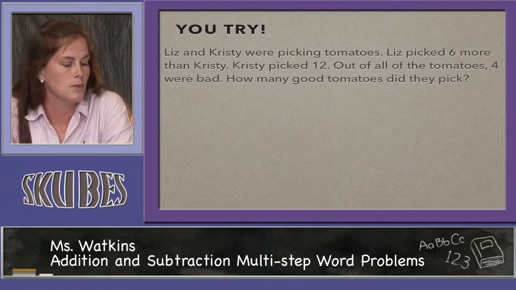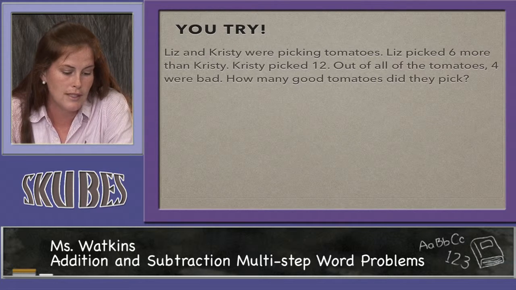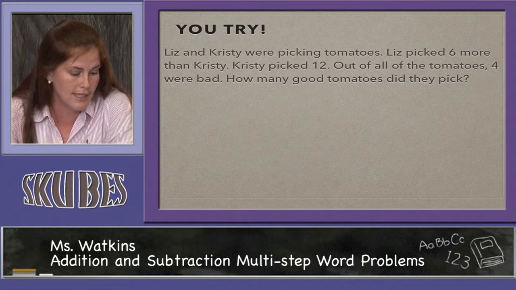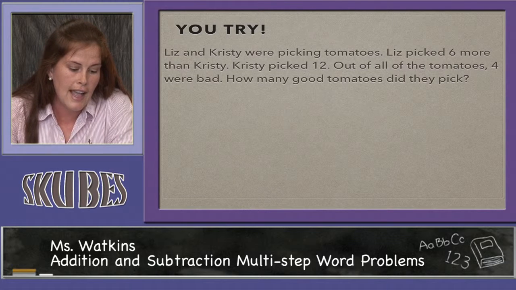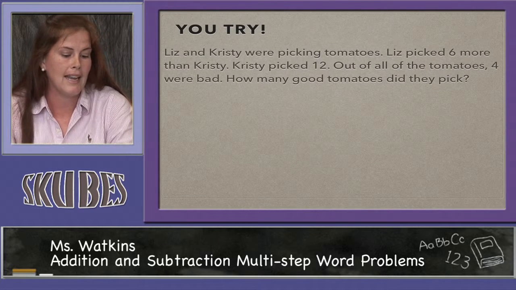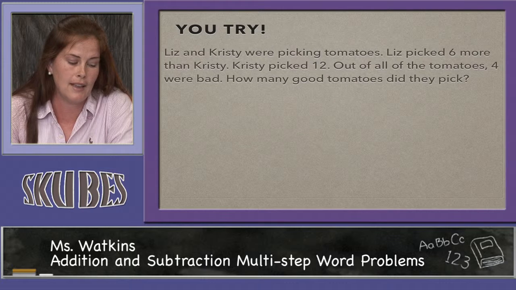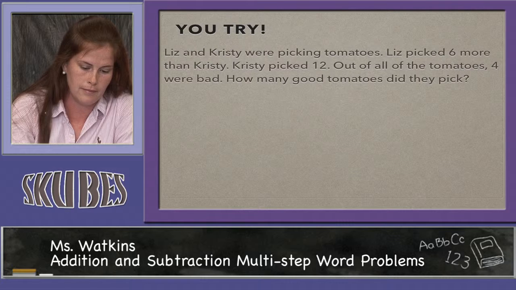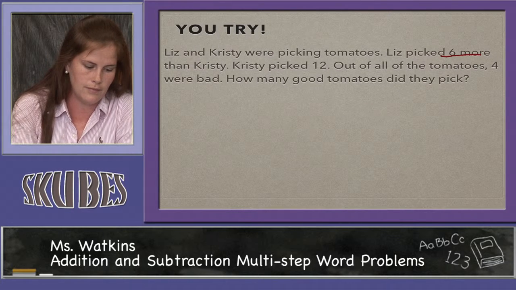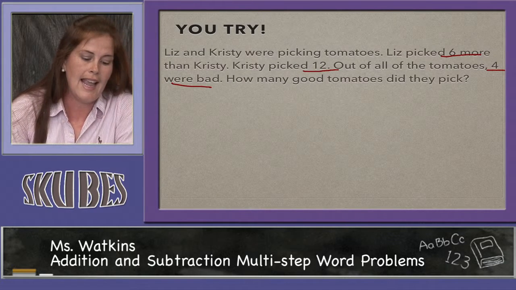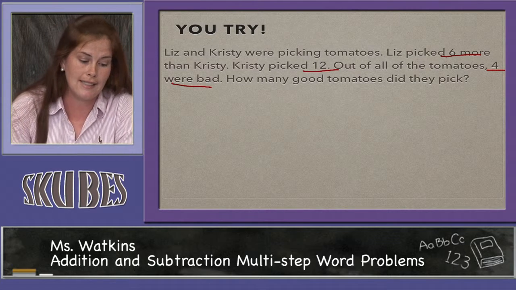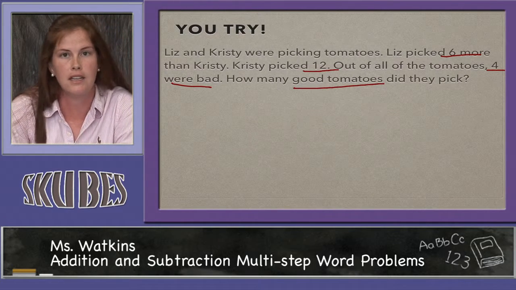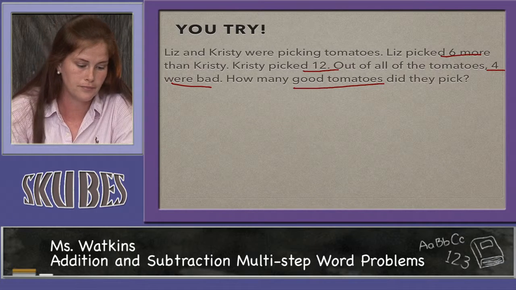All right, you try this one. Liz and Christy were picking tomatoes. Liz picked 6 more than Christy. Christy picked 12. Out of all of the tomatoes, 4 were bad. How many good tomatoes did they pick? It's important to pick out the key information. And you really need to look at what the question is asking. How many good tomatoes did they pick, not the total number of tomatoes.